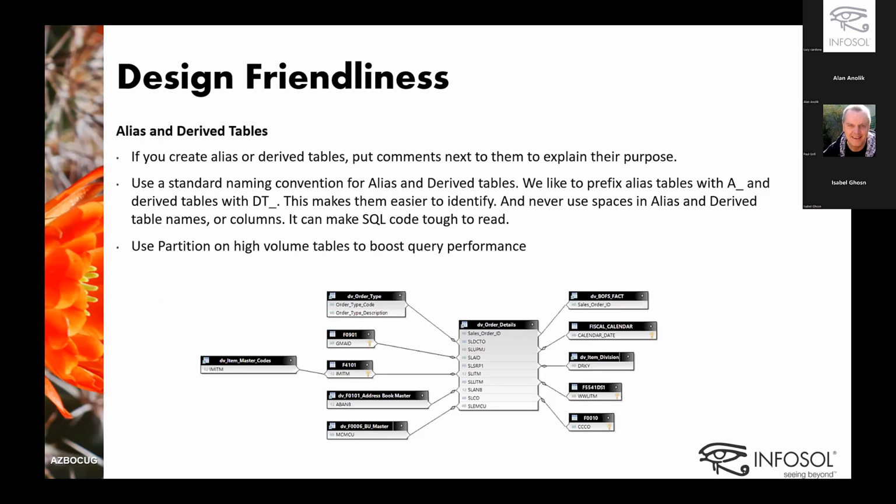Okay, so if you're creating alias or derived tables, and we'll talk about these more in a little bit, from a naming convention, I like to use prefixes. For alias, I like to use A underscore and then the alias table name. For derived tables, it would be DT underscore and then the derived table name. And you definitely want to put comments next to any derived or alias tables you create to explain why you created them.